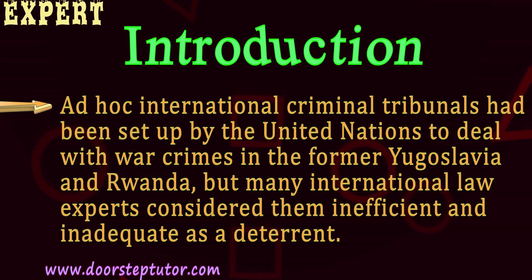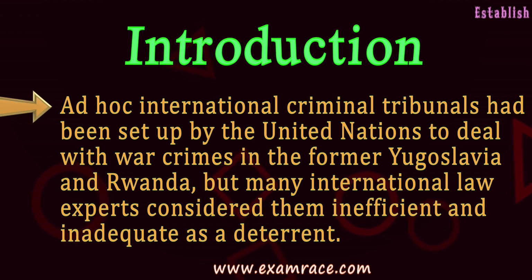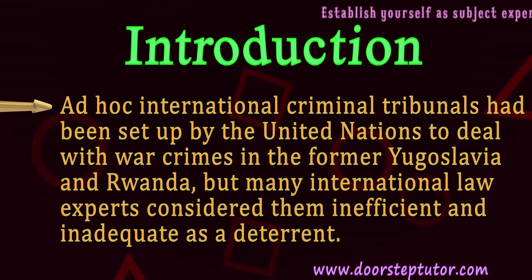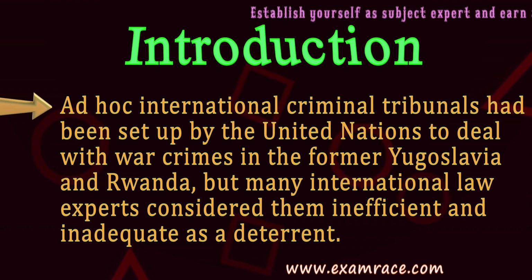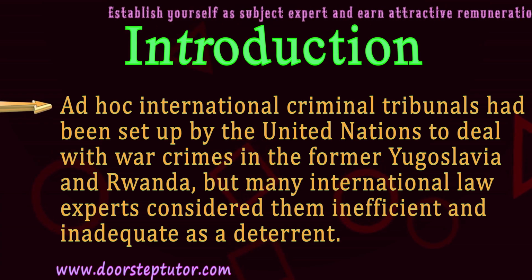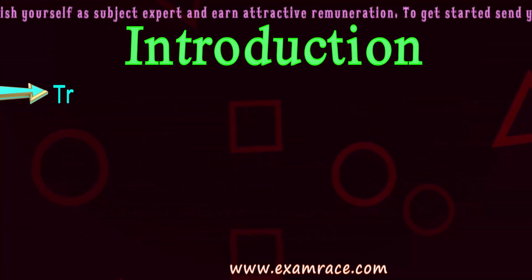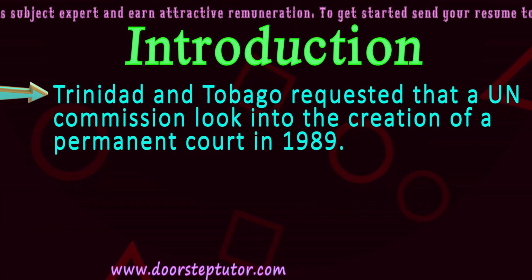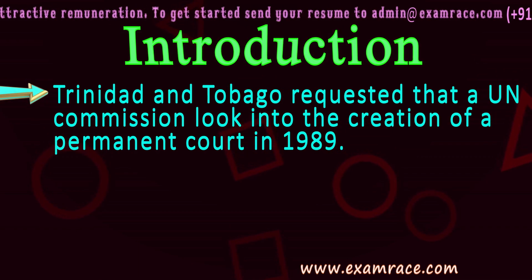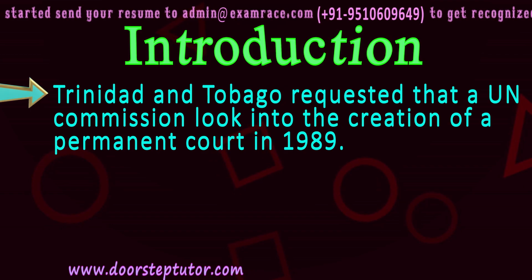But many international law experts consider them inefficient and inadequate as a deterrent, and that is why the International Criminal Court was established, because of the inefficiency and inadequacy of the institutions that had been there. So it emerged as a deterrent. As background, Trinidad and Tobago requested the UN Commission to look into the creation of a permanent court in 1989, a court where crimes like this can be prosecuted.